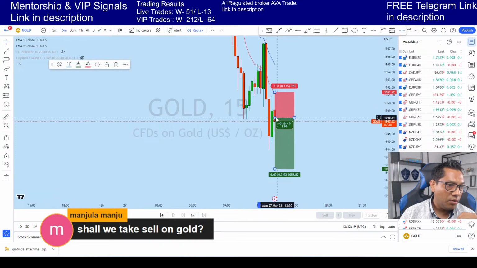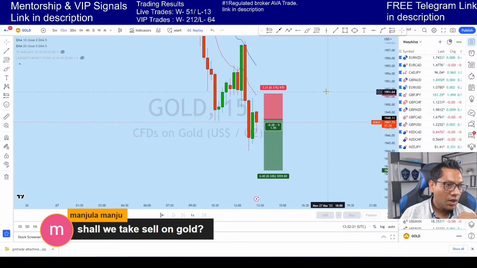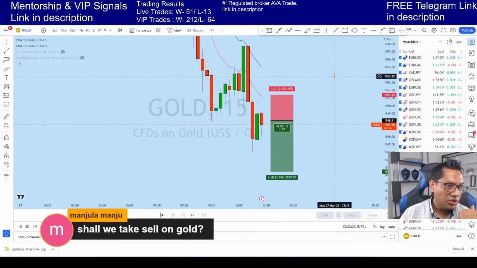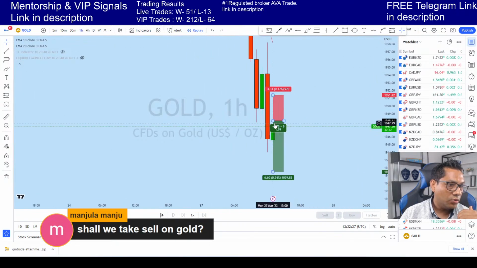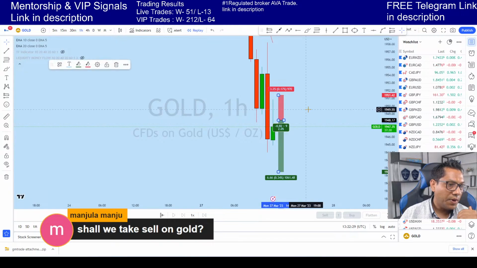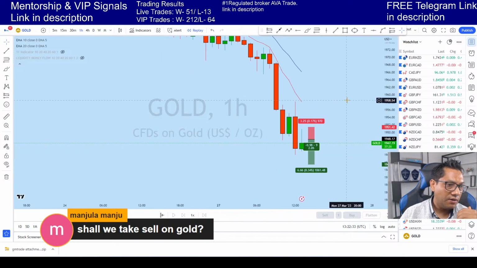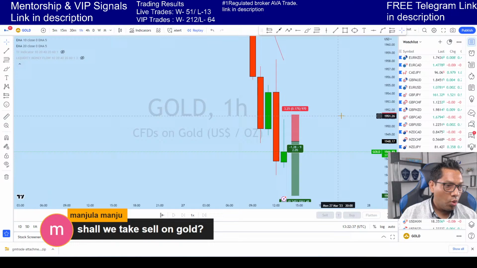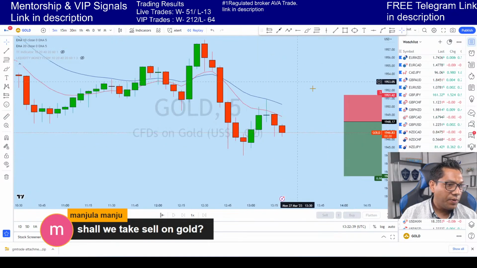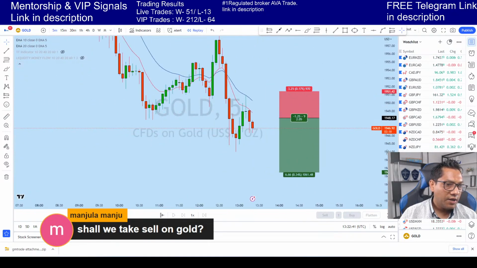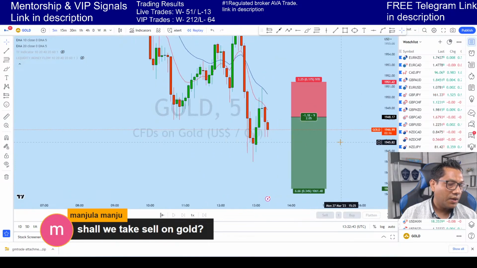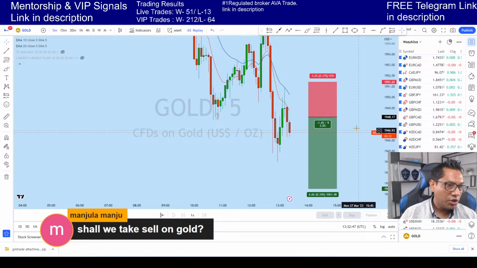Now I will explain why I have opened this trade. If you look at the 1 hour chart, firstly we see that from the 1 hour perspective this market has formed a big red bearish candle, and from the lower time frame perspective on the 5 minutes we see that the market has just formed a doji here, and with the doji formation the price has dropped.